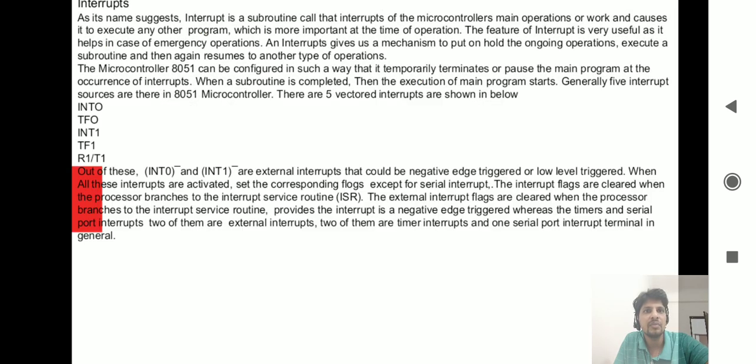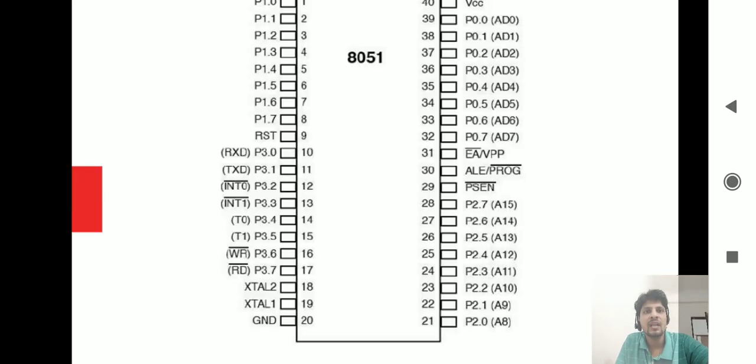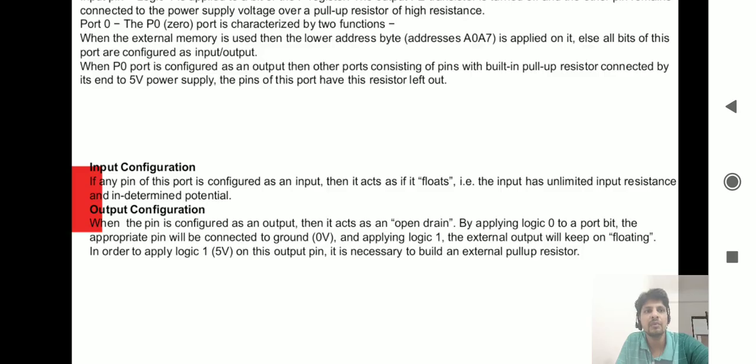So here we have completed the classification of microcontrollers based on the different categories. In the next section we will discuss the architecture of the microcontroller. Afterwards we are going to discuss the pin diagram of the microcontroller.